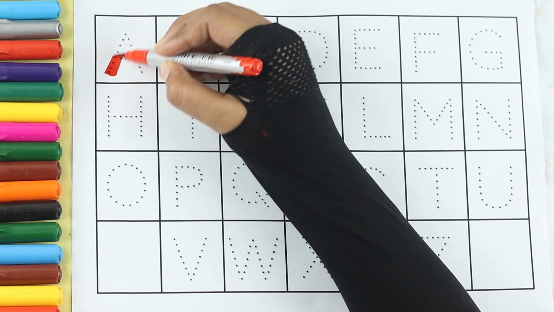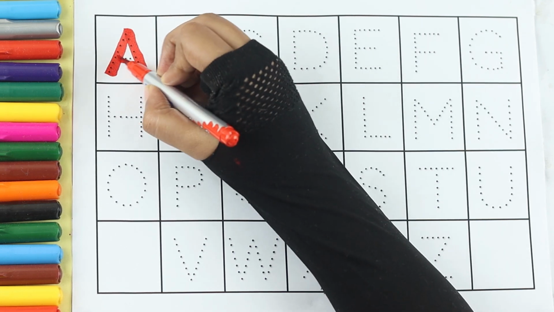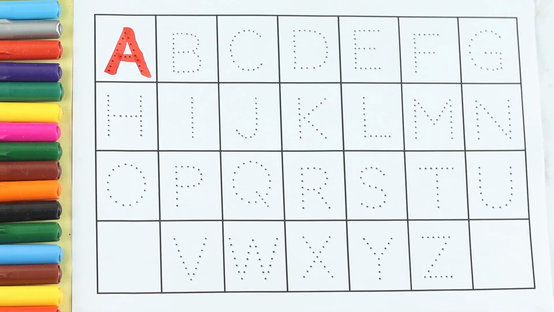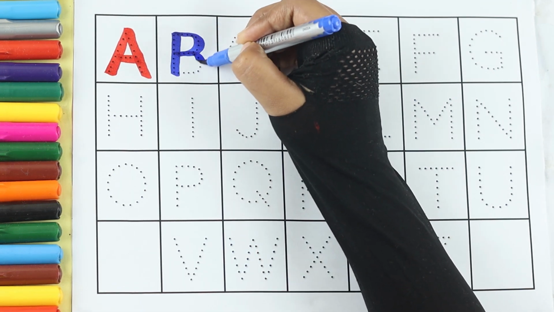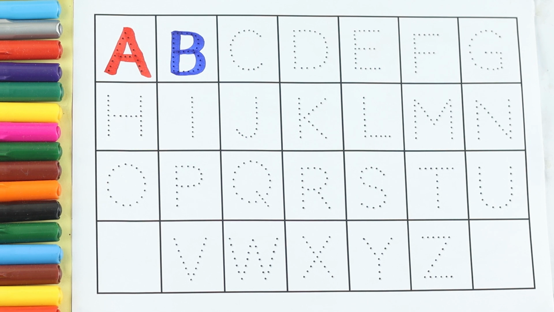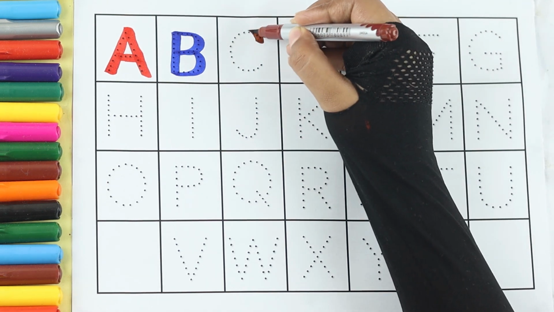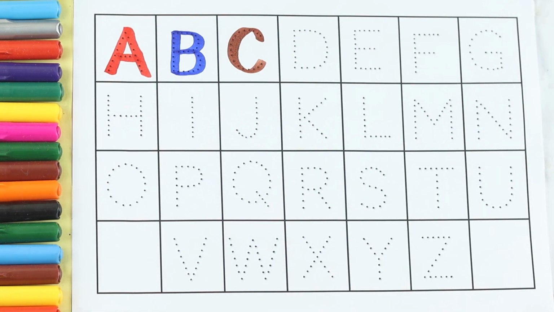Red color, A for apple. Blue color, B for ball. Brown color, C for cat.